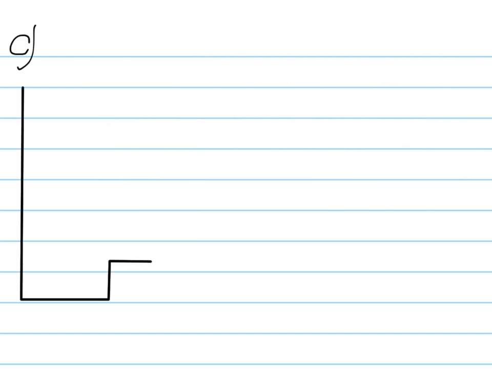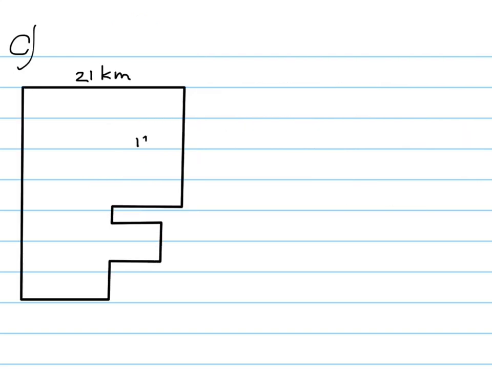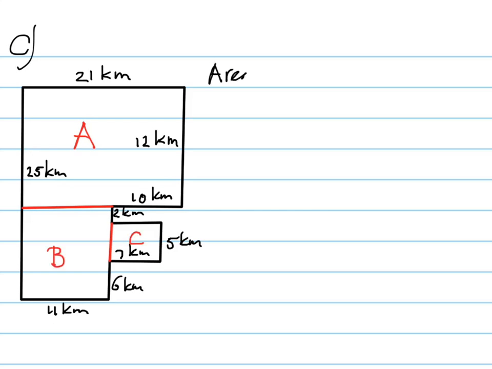Now let's have a look at C. C is a much more complex shape, but again we're just looking for the rectangles, then working out the area for each and adding them together. So let's put the lines there and call the rectangles A, B and C again. The big one, area A, is simple to find because we've got the length and the width, which is 21 times 12 kilometers, which is 252 square kilometers in area.